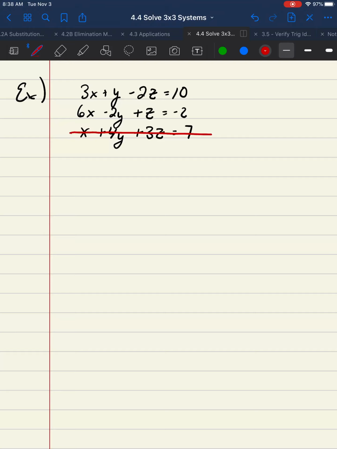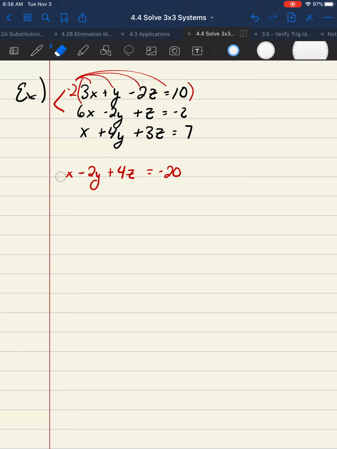All right, so it's like last time. First thing I'm going to do is pretend that this bottom equation isn't even there. And I'm going to look at just these 2, and I'm going to decide I need to get rid of x. So I'm going to multiply the top equation by negative 2. And notice that I'm taking this times everything.